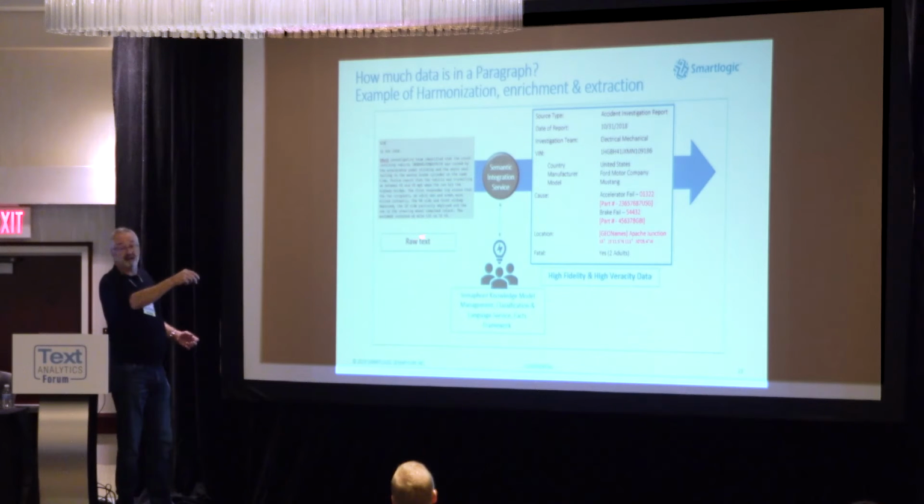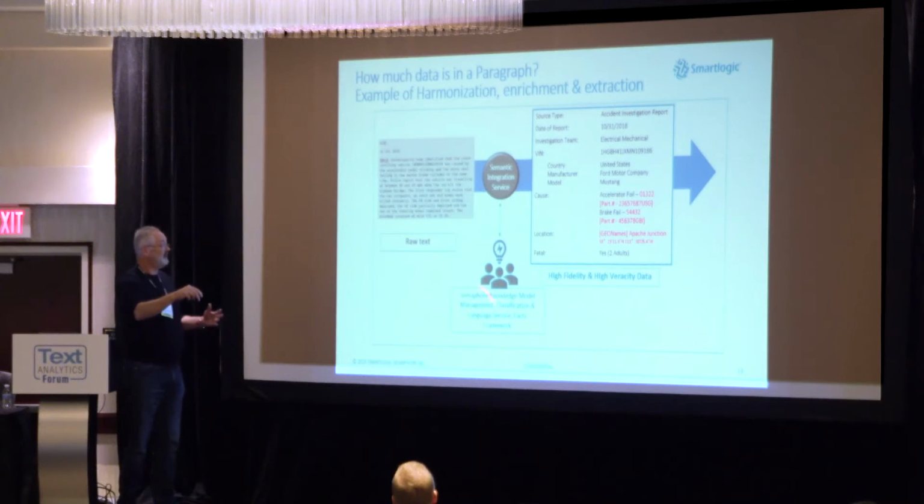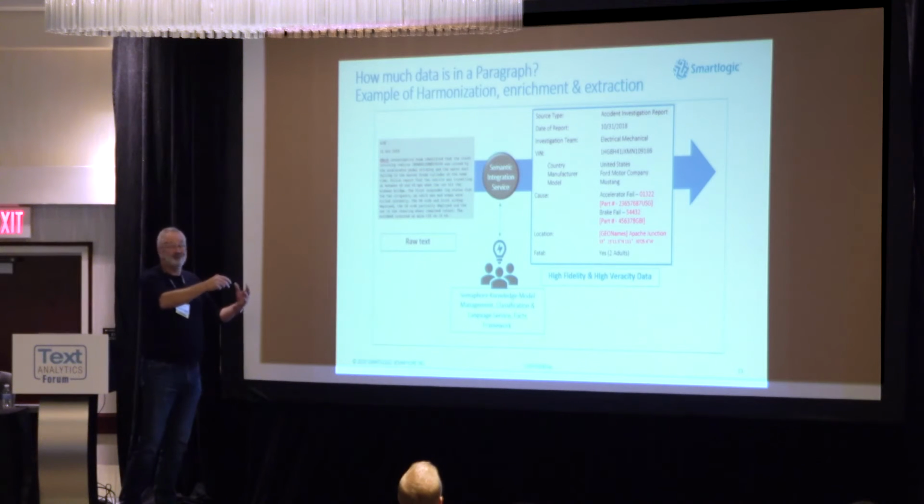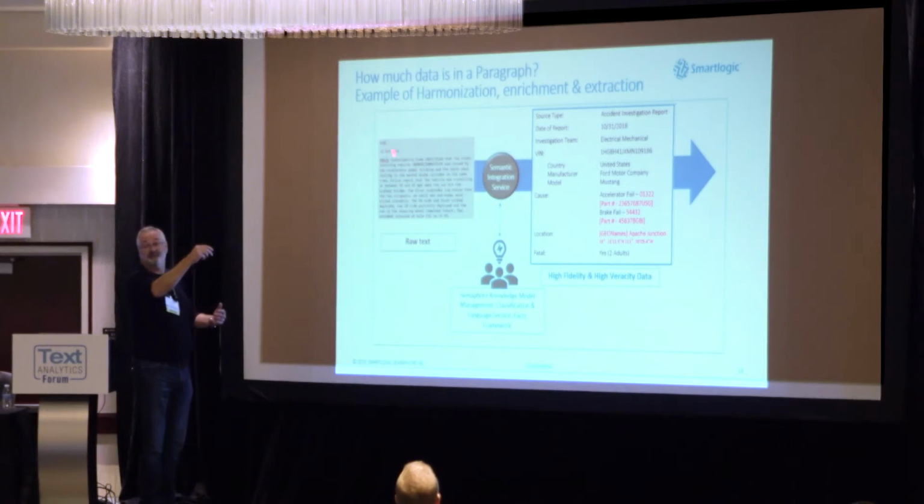What we have is raw text, right? But what we have to turn it into is data. How do we do that? Well, in our world, our product's called Semaphore, but you need a very strong semantic AI engine that is able to take this very loose, ambiguous text and turn it into comparative data so that you can compare one accident investigation report with another.